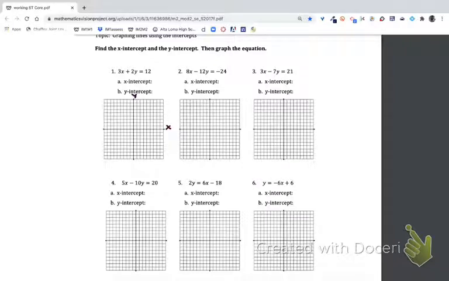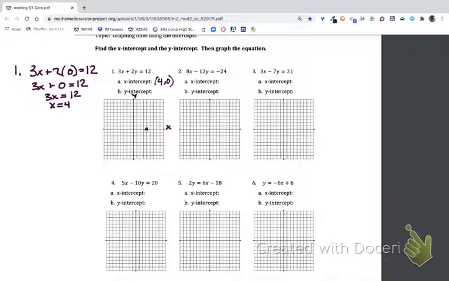So what we can do for number 1 is we can take the Y value to be 0 and find out what the X value is. So 3x plus 2 times 0 is 12, so 3x equals 12, x would equal 4. So we can plot that point 1, 2, 3, 4 units to the right on the x-axis. That would be considered our x-intercept.